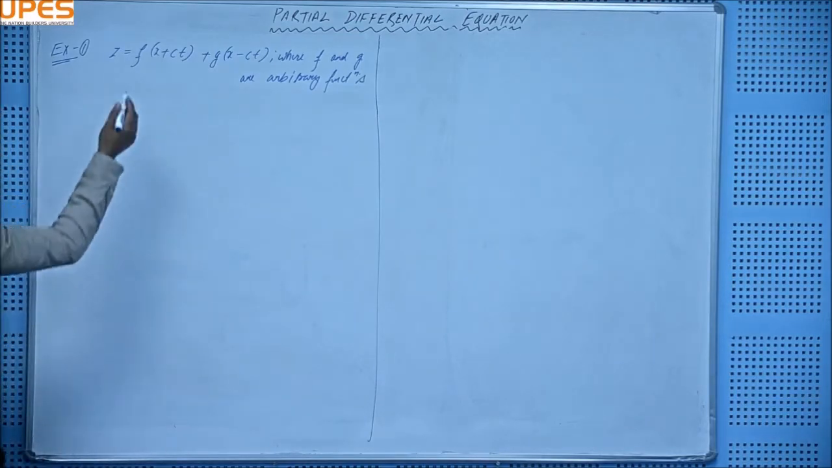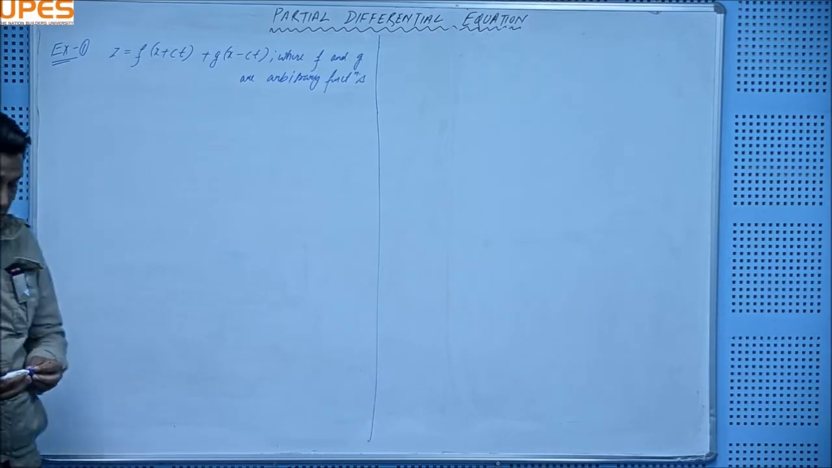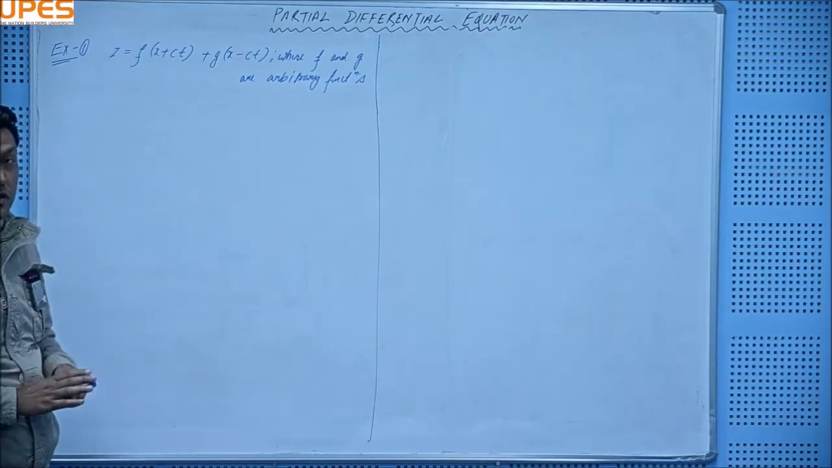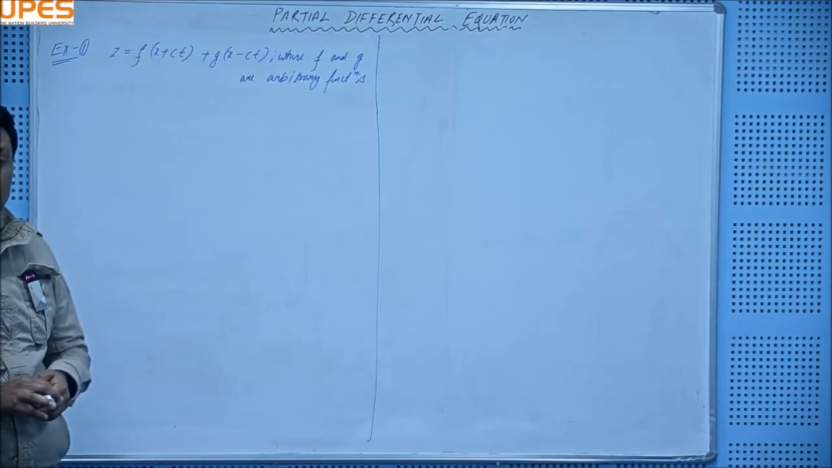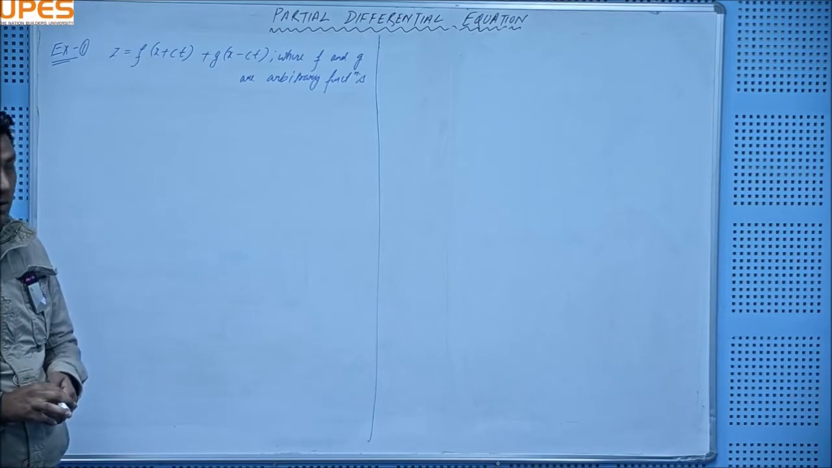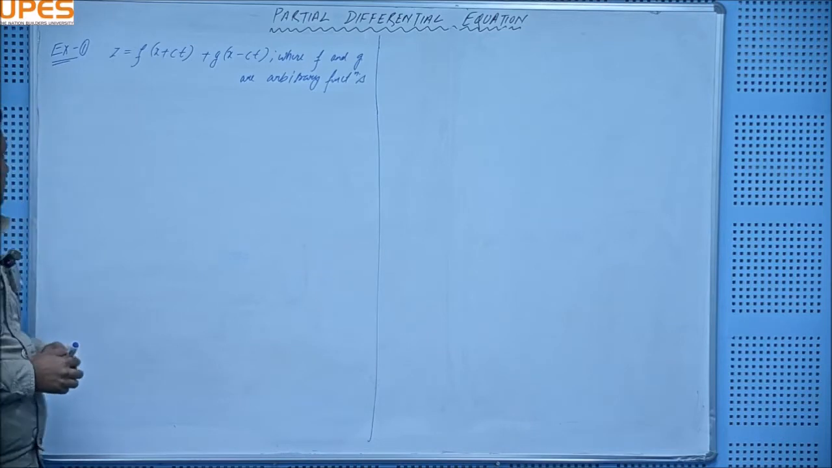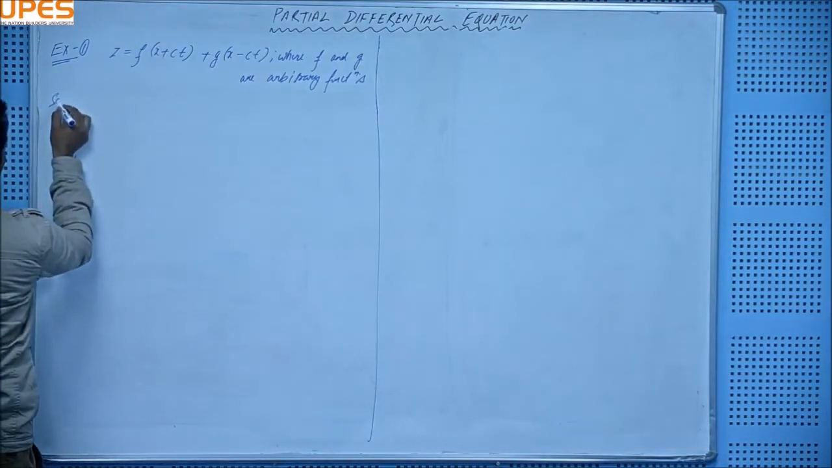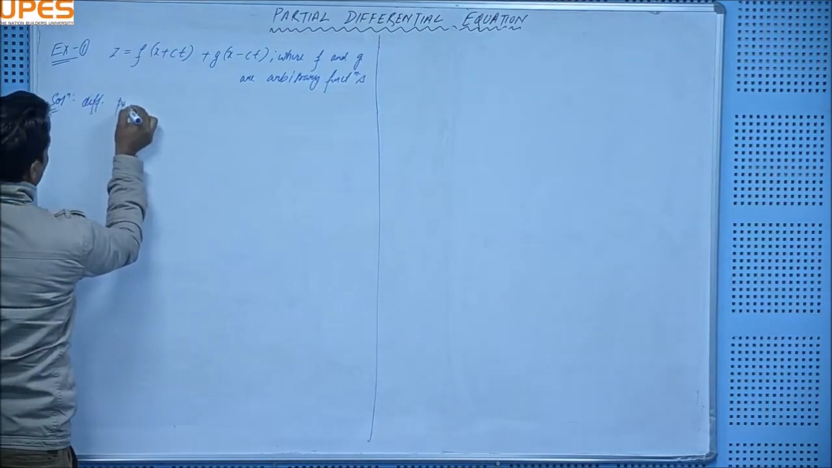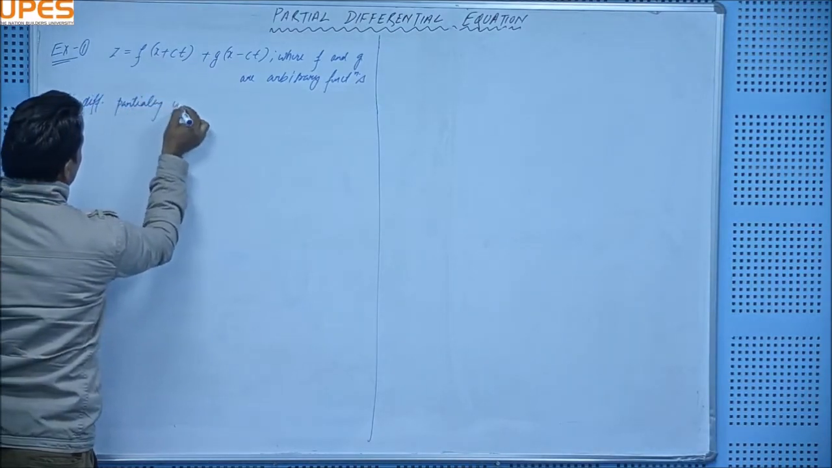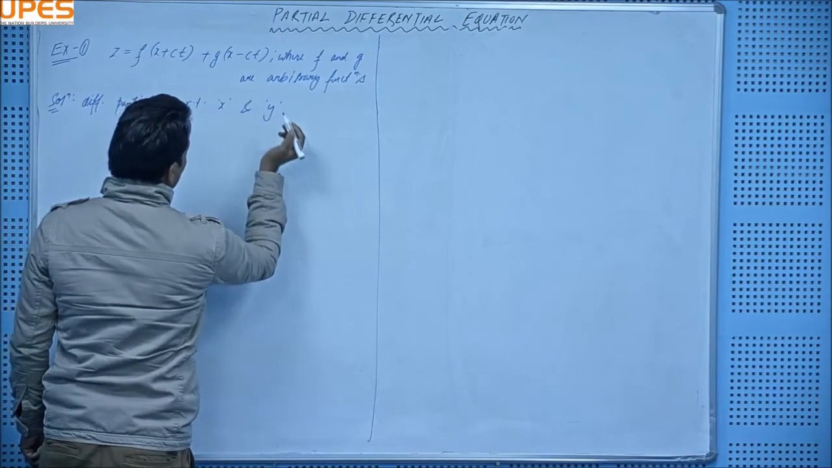Okay. So as we see that there are only two arbitrary functions, and we already know, as discussed in our last lecture, that the number of arbitrary functions is equal to the order of the PDE, right? So how many times do I have to differentiate this? Twice. Okay. So first I differentiate it partially with respect to x and then y.